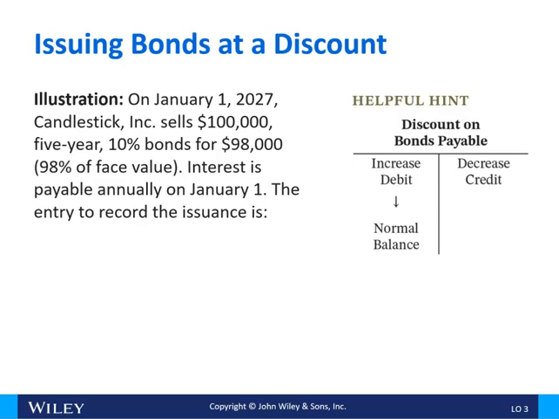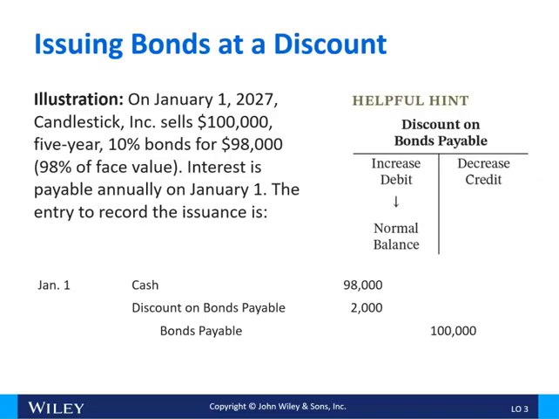Issue bonds at a discount. So the candlestick example: $100,000 face value, 5-year 10% bonds, sell for $98,000, 98% of face value, interest payable annually on January 1st. We'll record that issuance. Remember, when we sold it at face value, we debited cash for $100,000, credited bonds payable for $100,000. In this case, we're only going to receive $98,000, so we debit cash $98,000. We debit this new account, discount on bonds payable, for $2,000.